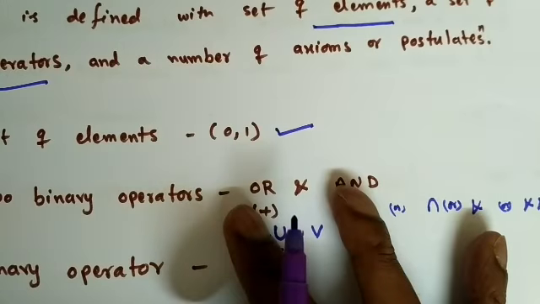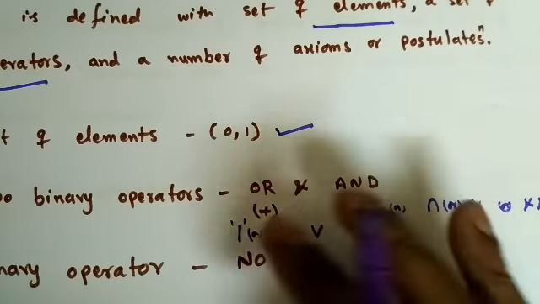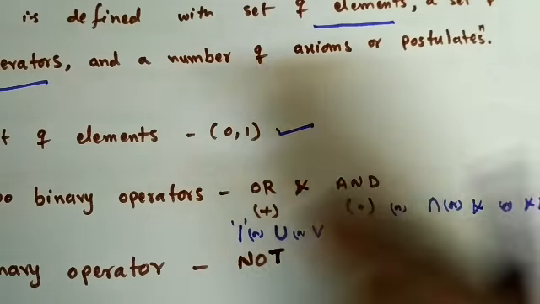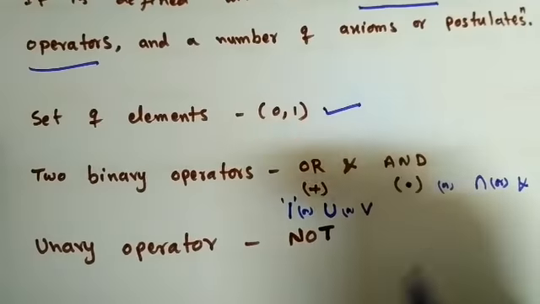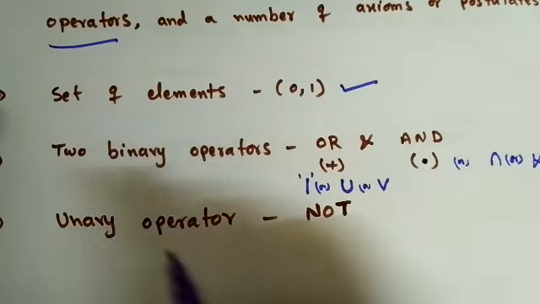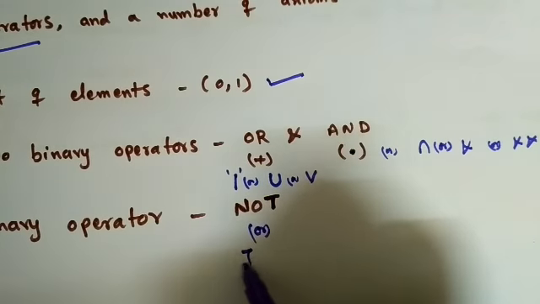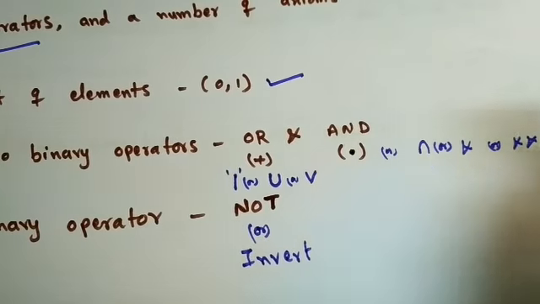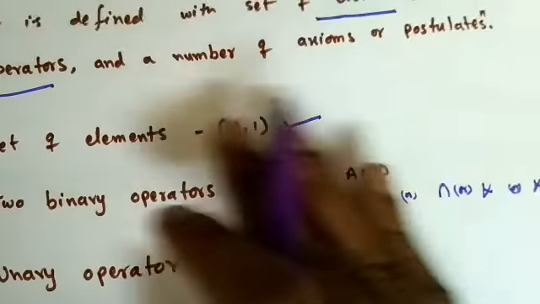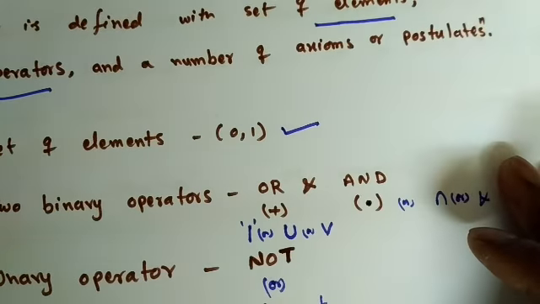If you know these operators and the theorems behind OR and AND, then the operations are over. We can easily simplify any logic function. There is also one unary operator, which deals with only one value, either 0 or 1. It is the NOT operation, or we can say invert. So these are the operators and these are the elements. Now, what are the postulates or theorems that we have to see?